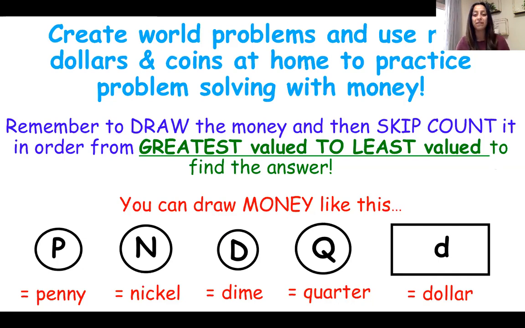My mom had 2 $1 bills and 1 nickel and 3 quarters. She gave me 2 quarters. How much money does she have left? Use your family members to create word problems to practice problem solving with money.